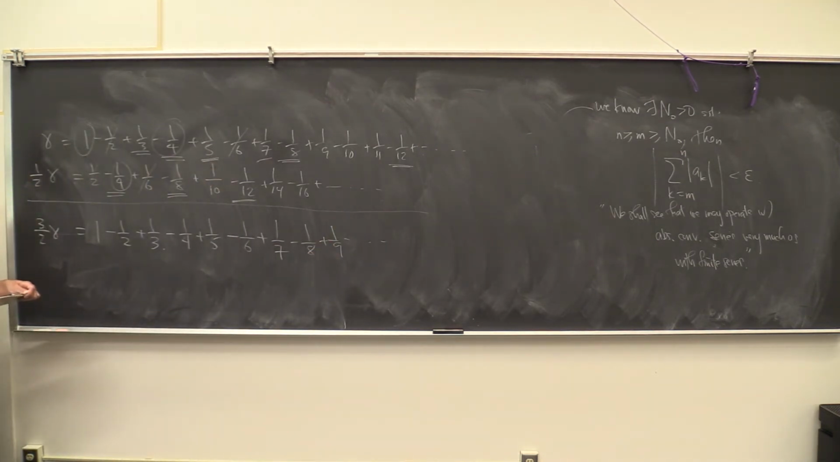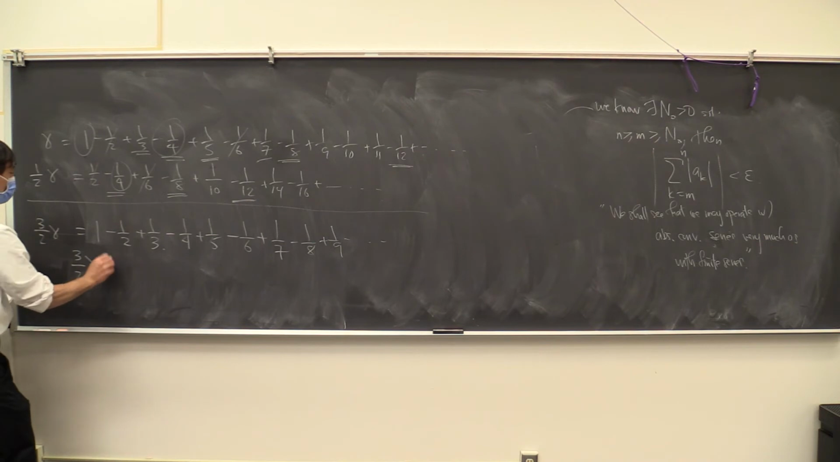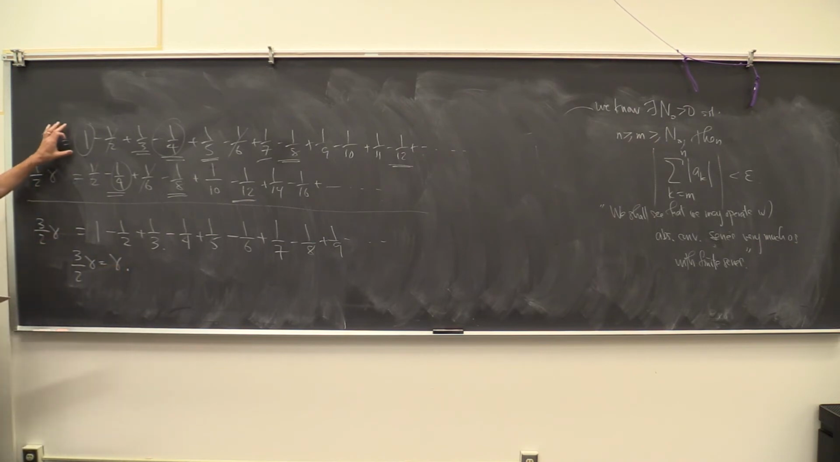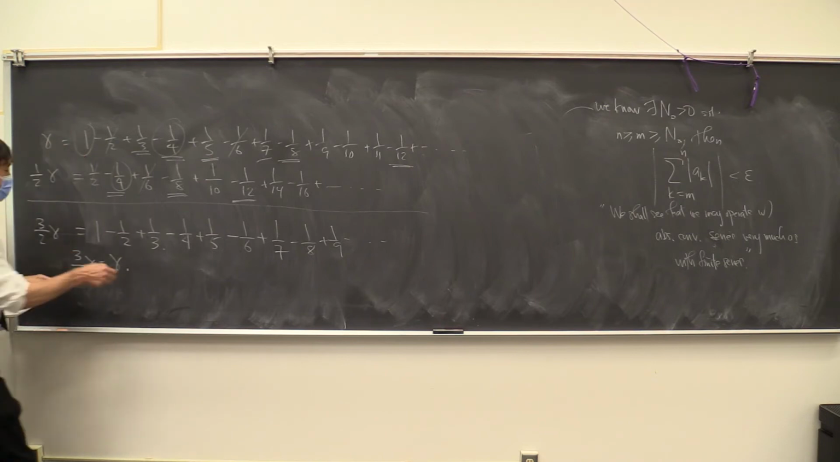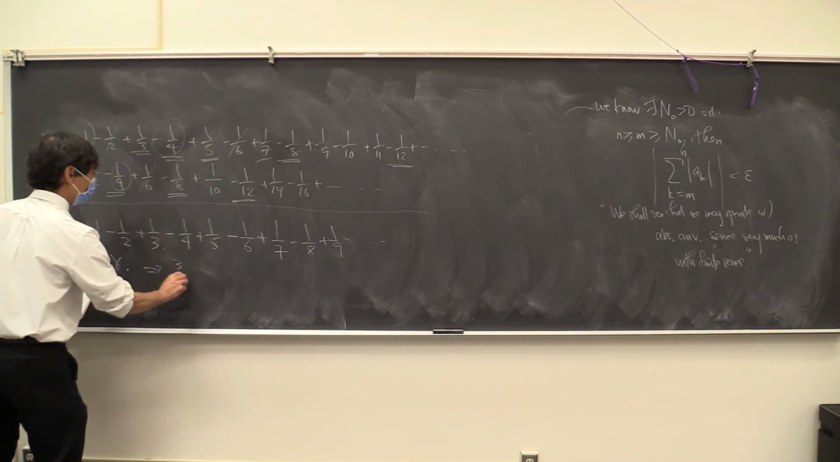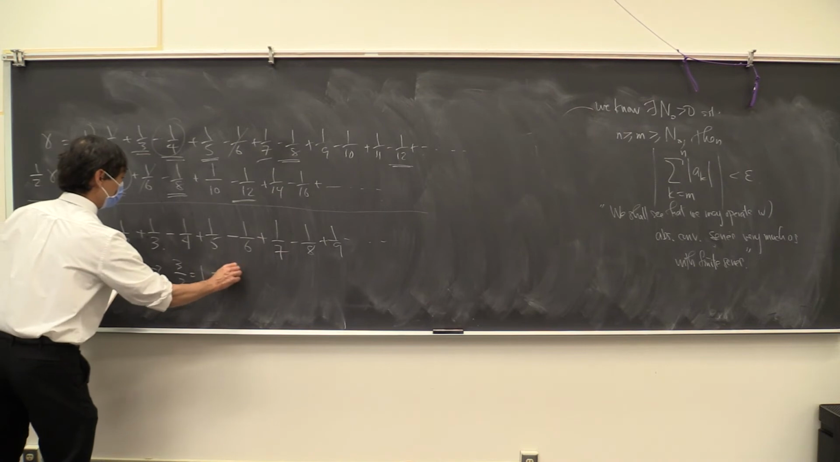But you see what that is? That's the same thing that I started off with. So 3/2 gamma equals gamma. Gamma is some non-zero number, it's not 0, that's for sure. So I divide both sides by gamma, and I see that 3/2 equals 1. In other words, 3 equals 2.